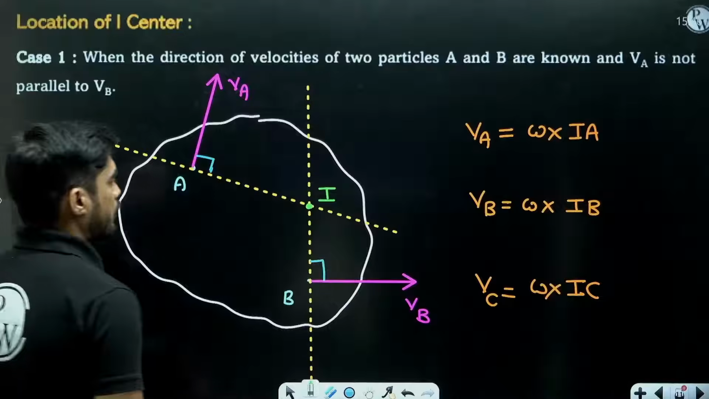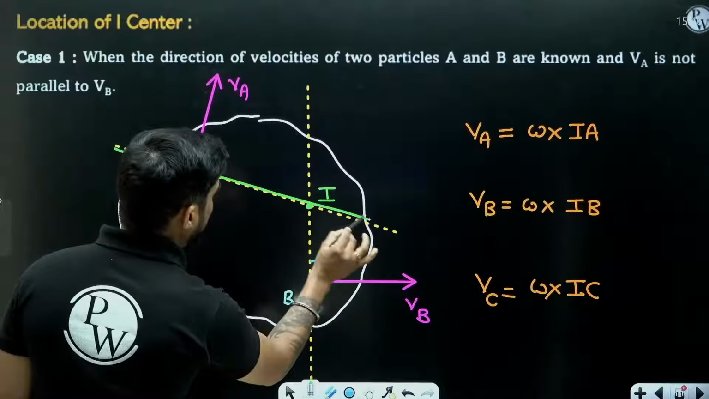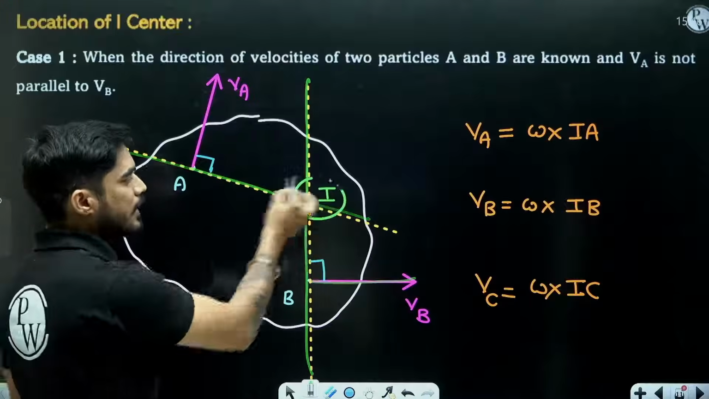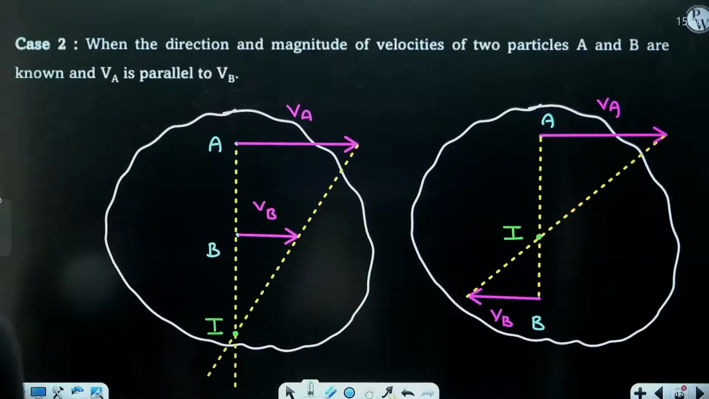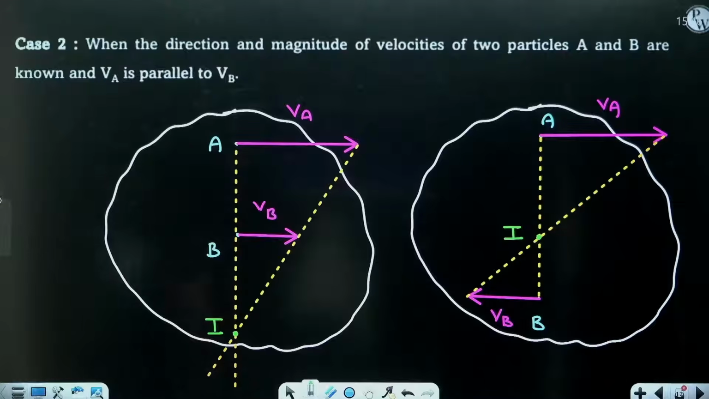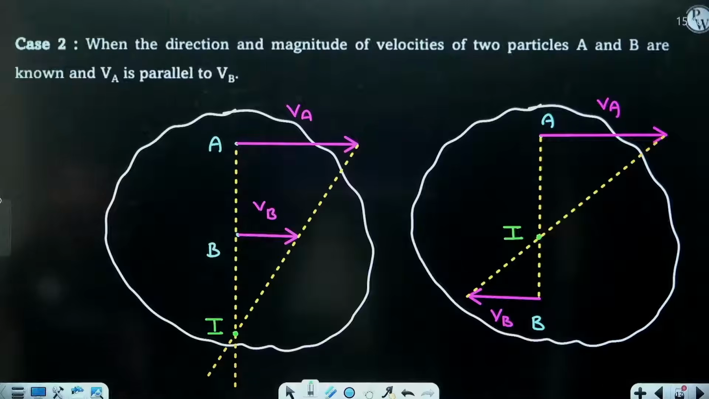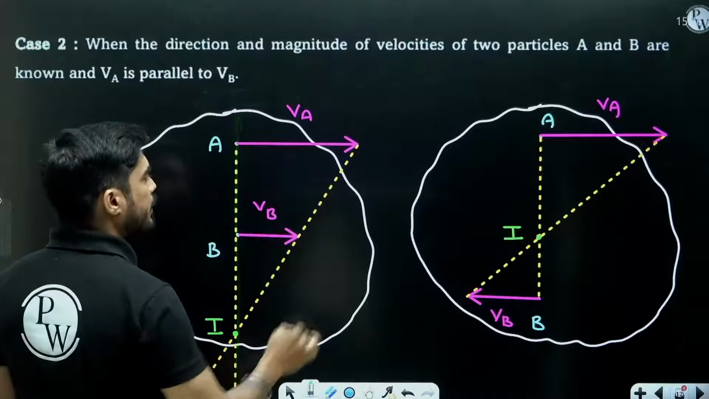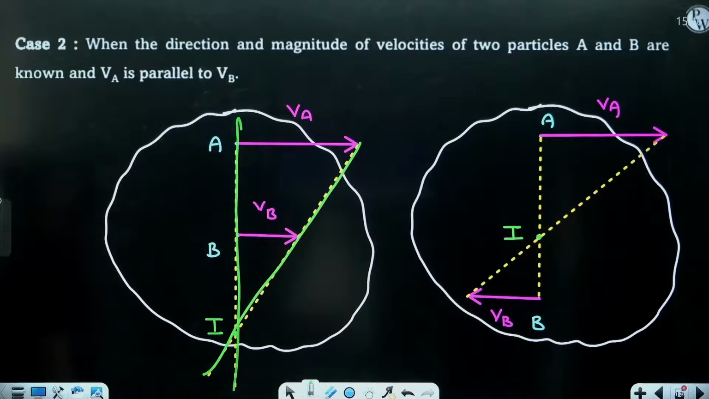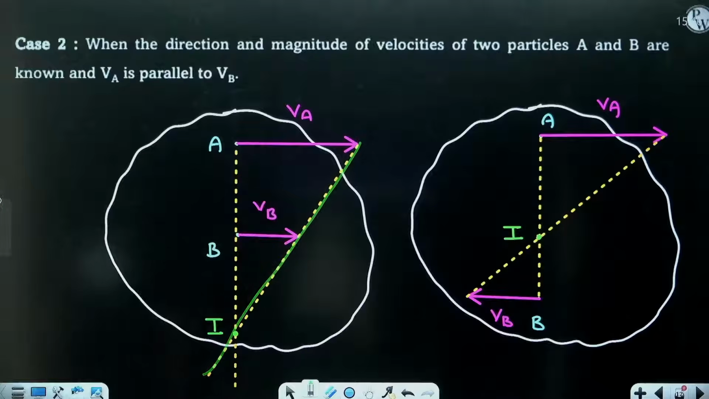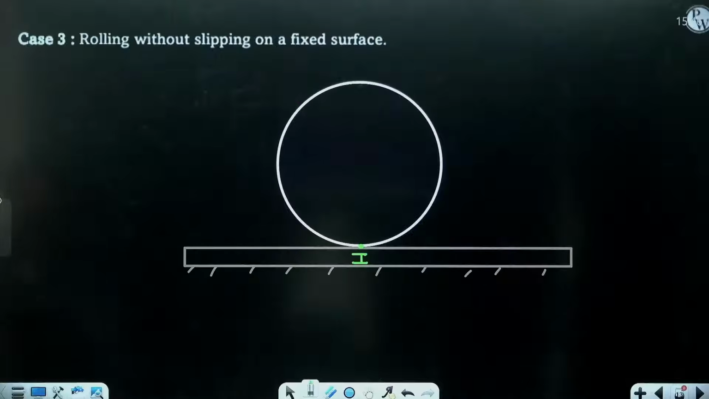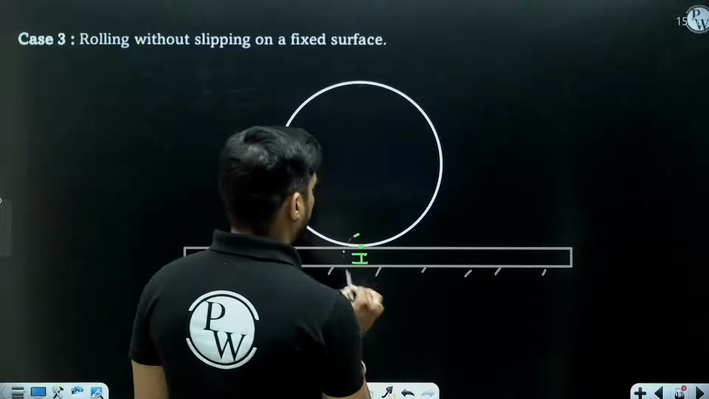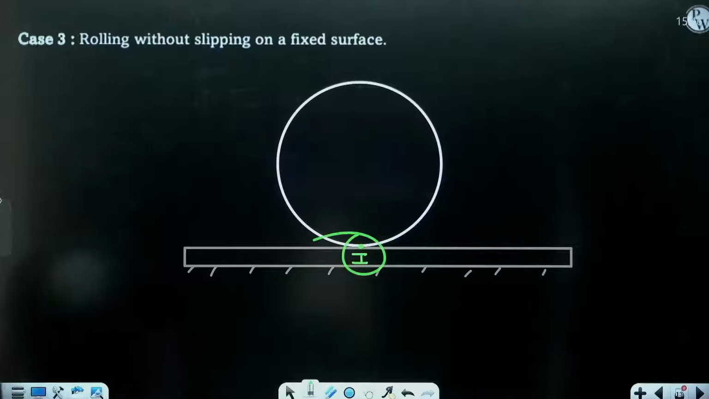Okay. Then what do we do? We draw normal lines from A and B perpendicular to VA and VB, and the point at which they intersect is your IC. Second case is when the direction and magnitude both are known and VA and VB are parallel to each other. So here what we will do? We will draw one line joining A and B, another line joining the heads of VA and VB, and the point at which they are intersecting is your IC. Okay. Third case is the case of rolling without slipping. Now here the point of contact is the IC.